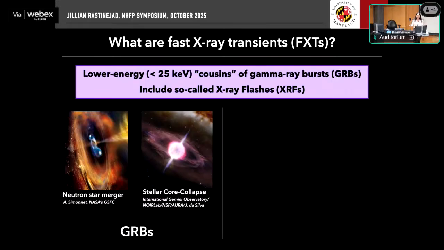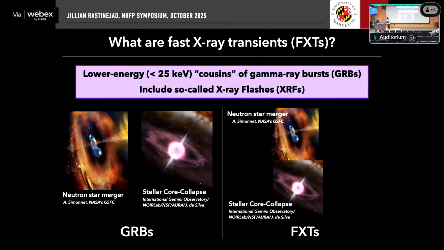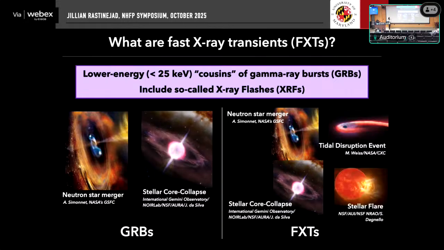Because I call them the cousins of gamma ray bursts, what are gamma ray bursts? We've been detecting these high energy gamma ray flashes across the sky since the 1960s. We now have a pretty good idea that many of these come from either the mergers of neutron stars or the core collapse of a select type of ultra-stripped massive star. But on the fast X-ray transient end, we think not only these neutron star mergers and stellar core collapse could be producing these fast X-ray transient signals, but also potentially tidal disruption events, as well as stellar flares.